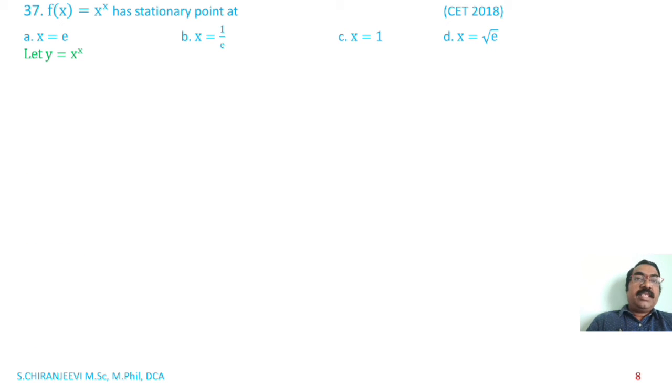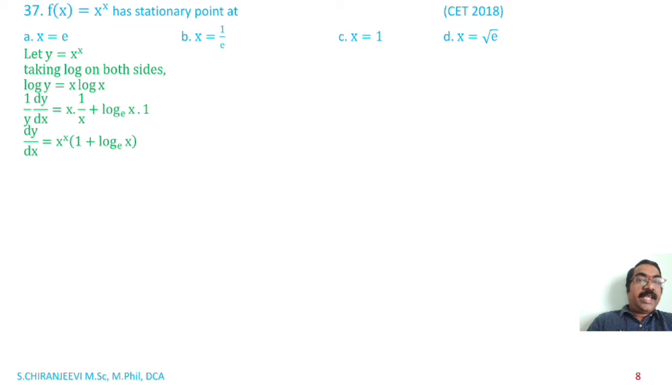37th one: f of x is x power x has a stationary point at, which is asked in the year CET 2018. Options: x equal to e, x equal to 1 by e, x equal to 1, x equal to root e. So given the function y equal to x power x, taking log on both sides, log y equal to x into log x. So differentiation of log y is 1 by y into dy by dx equal to, if you go by the product rule, x into differentiation of log x, which is 1 by x, plus log x into 1. So dy by dx equal to x power x into 1 plus log x. So dy by dx equal to y into 1 plus log x.